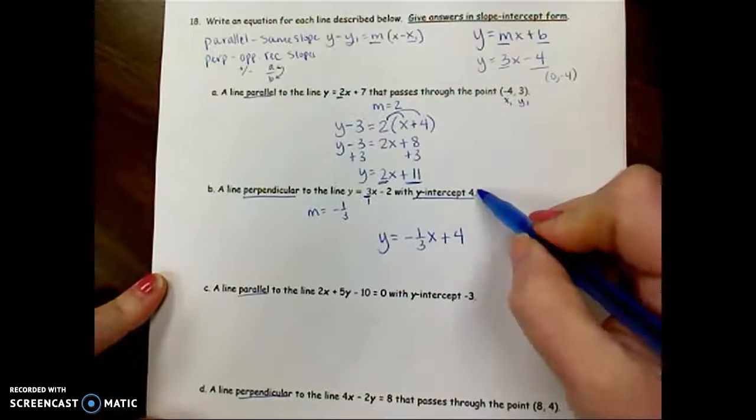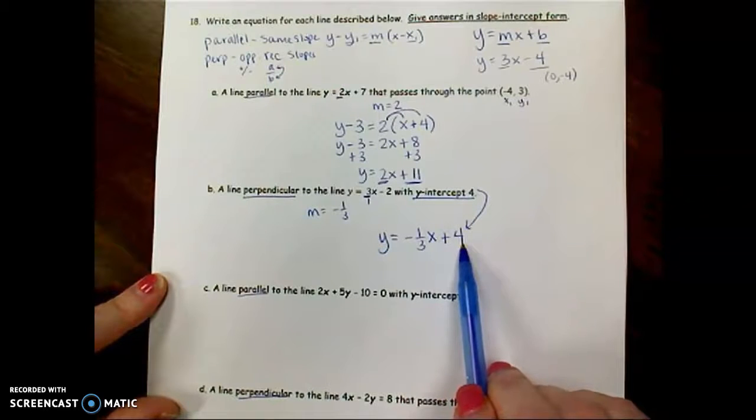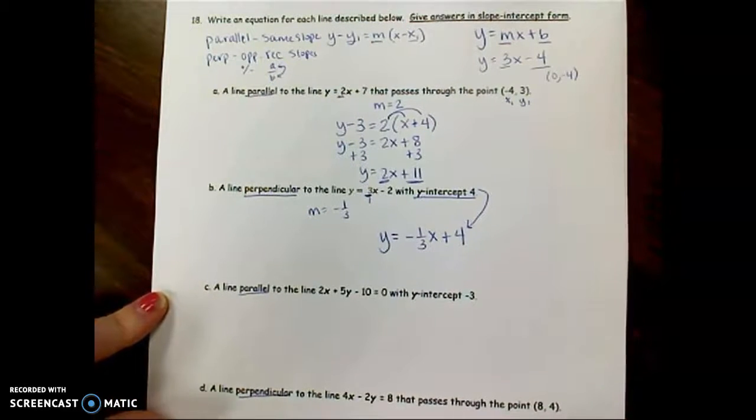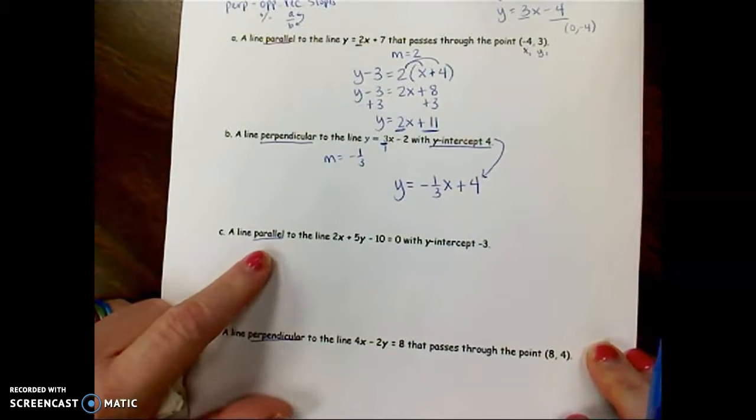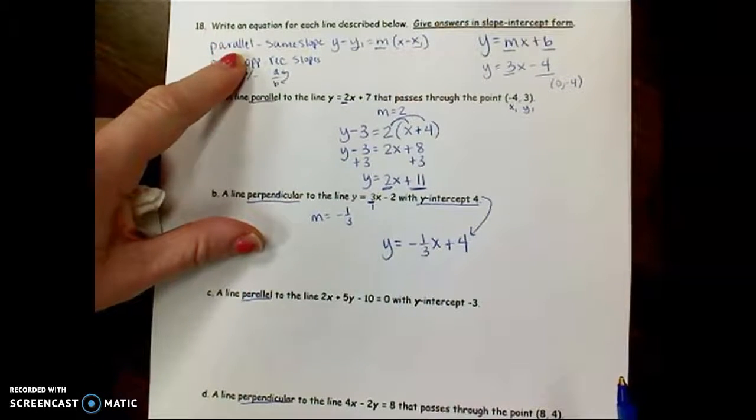So I had a lot of people miss the y-intercept on these, and it was given to you. So that should have been a really easy point to get right there. When your y-intercept is given, that is your b value. On part C, it's a parallel line equation for a parallel line. Remember, parallel lines have the same slope.